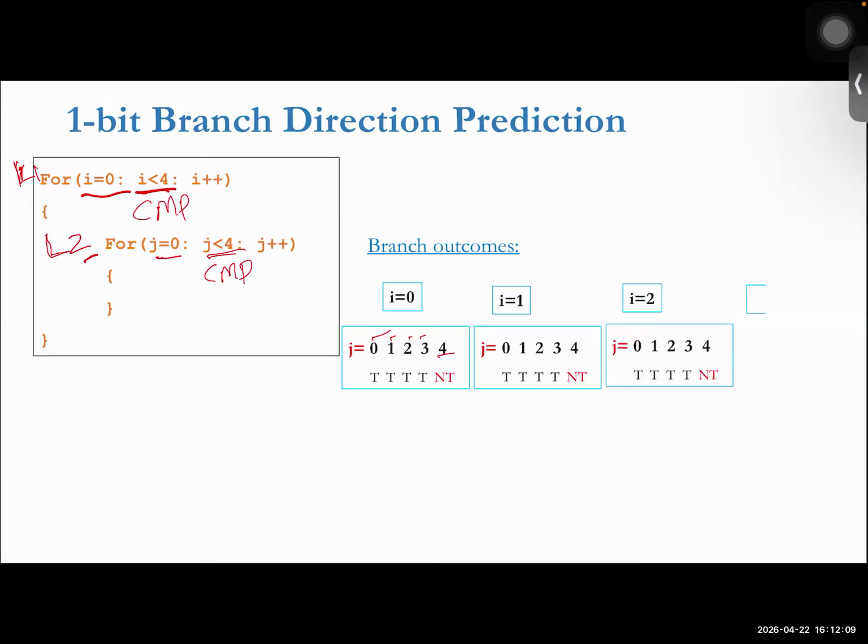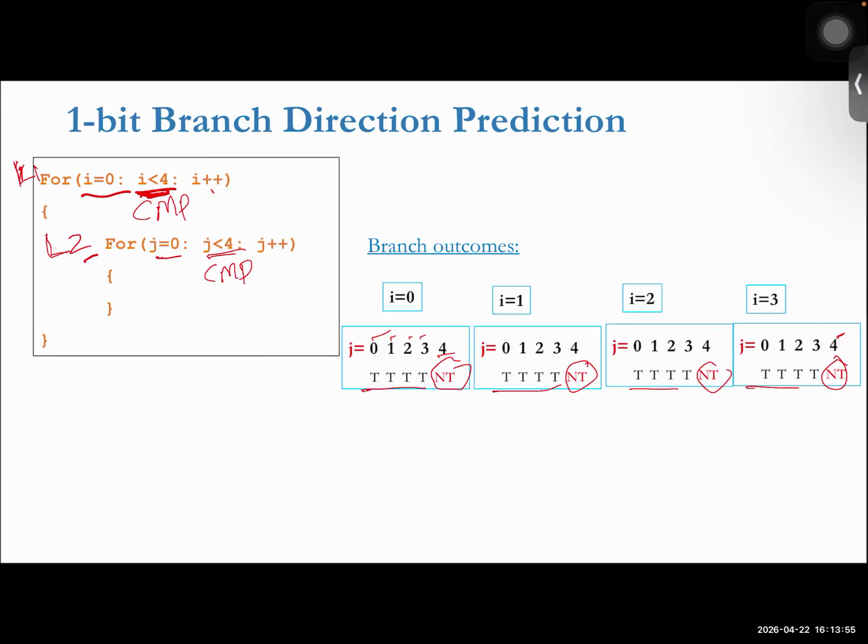So when i is equal to 3, j is equal to 0, 1, 2, 3 the condition holds, and for the fourth one the condition fails. Then it goes back to i plus plus, which becomes i equal to 4, so the condition fails here. At this point, both the branch instructions stop their execution. So 16 times the branches are taken and 4 times the branch is not taken.